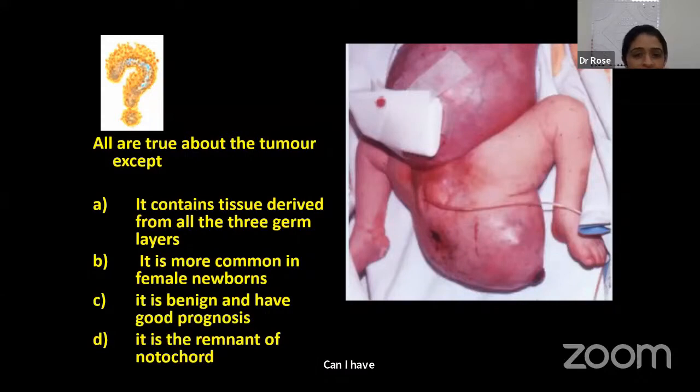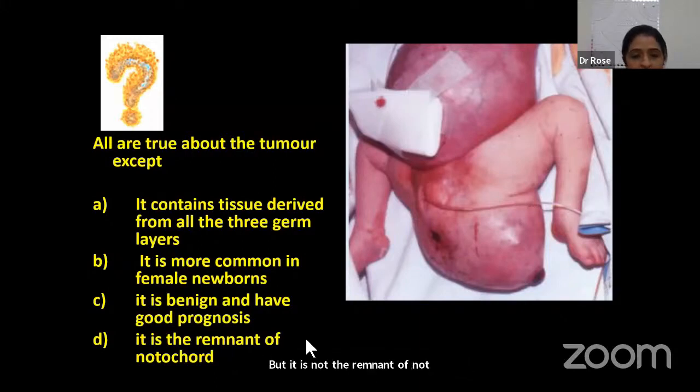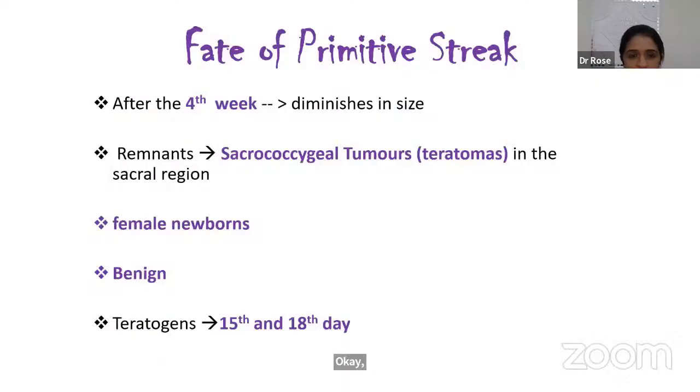Yes, Jibin. It is not the remnant of notochord. It is actually the remnant of the primitive streak. It is benign and has a good prognosis, but it is not the remnant of notochord. That is very important. So it is actually the remnant of the primitive streak, sacrococcygeal teratoma.